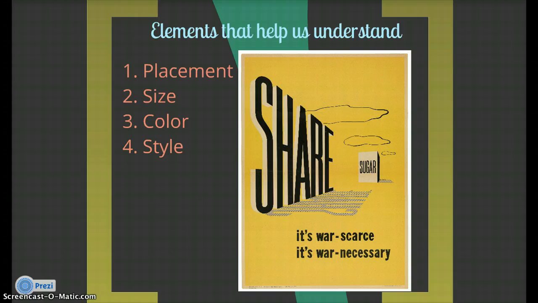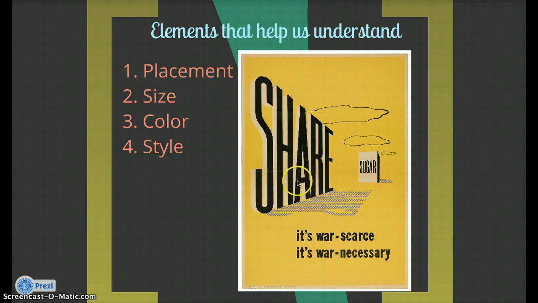There are several elements that help us understand hierarchy. They are placement, size, color, and style. The way that the words are placed on the page layout of this World War II poster are very important. You can see that the word share is larger than the word sugar, and then we have this informational text down here. That is all purposeful.